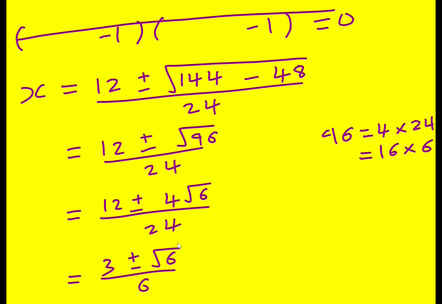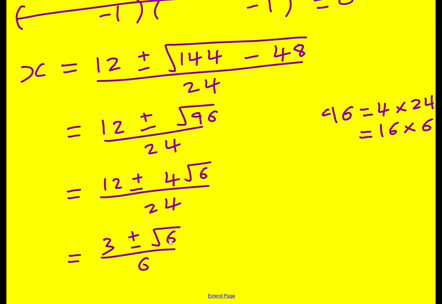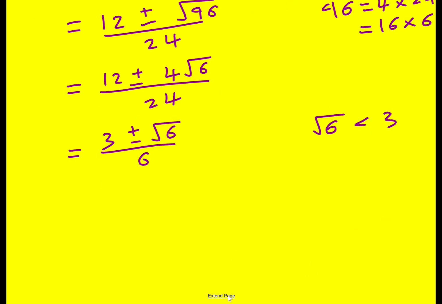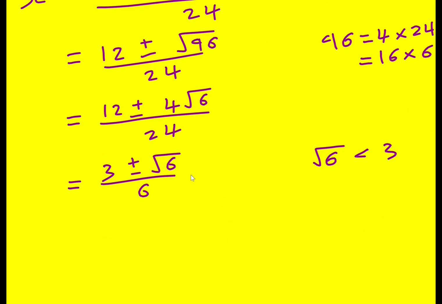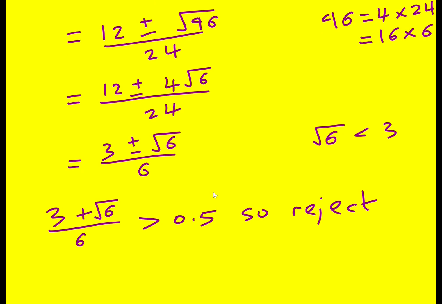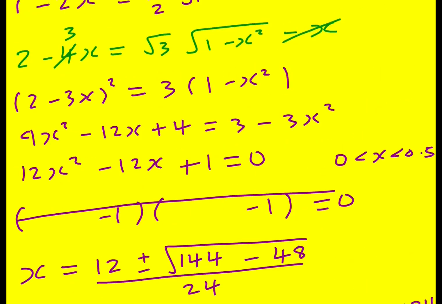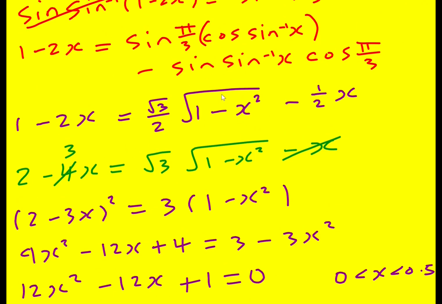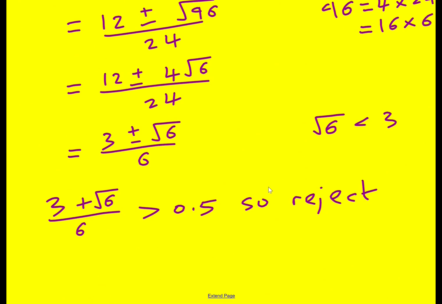Now, we need to think about this. We have the x has to be between 0 and 0.5. Root 6 is going to be less than 3, so this isn't going to become negative, is what I'm trying to say. But also, if I have 3 plus root 6 over 6, well, 3 over 6 is already a half. So this is greater than 0.5. So reject. And we do just have one solution. I think we can be pretty sure that's not going to be a spurious solution. When we squared it, we didn't actually introduce any extra ones here because we had a squared here already. So we're okay. I did mention that, but we'll be okay.